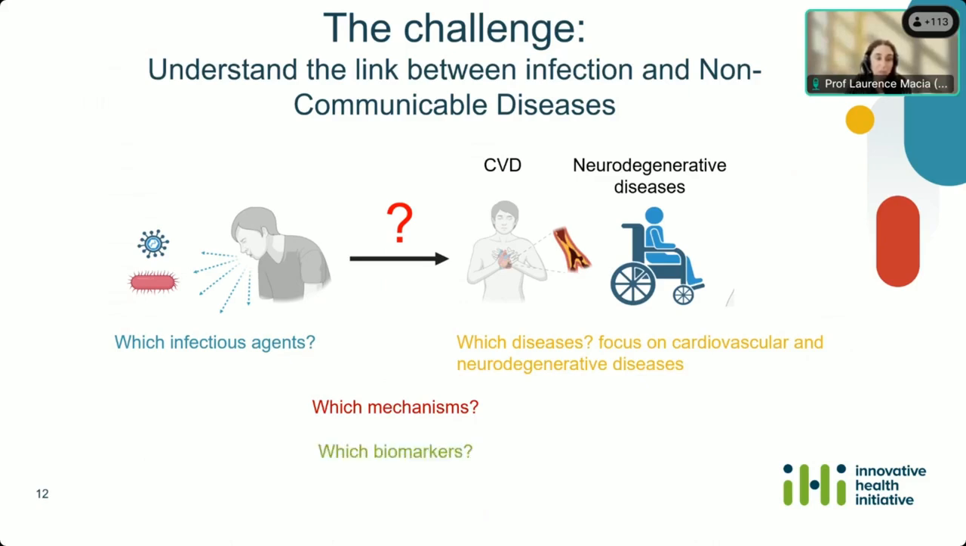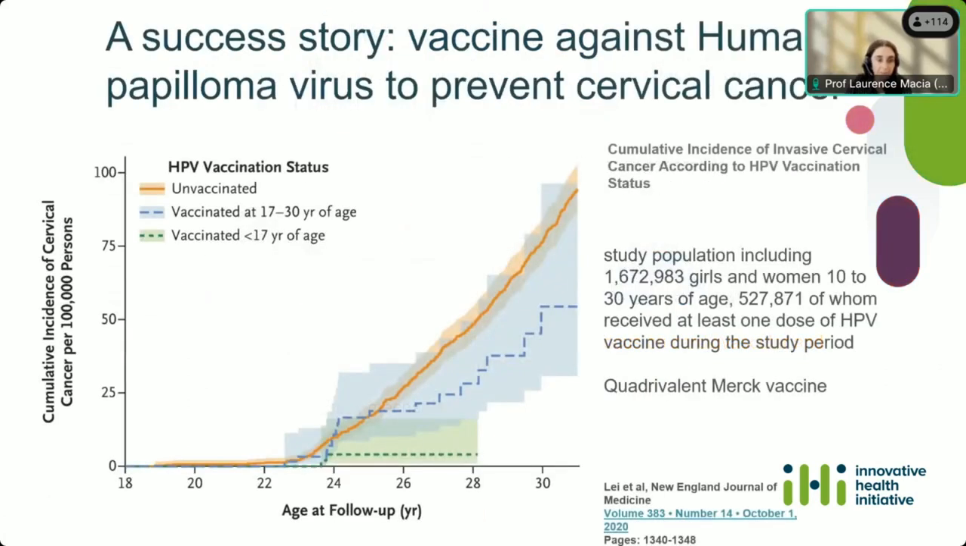And also which biomarker. We know that not everyone who has this infection will develop a non-communicable disease. For example, we know that Epstein-Barr virus has been linked to multiple sclerosis. 90% of people carry the virus, and not everyone will develop the disease. So we really want to know which individuals are at risk of developing cardiovascular disease or neurodegenerative disease after an infection.